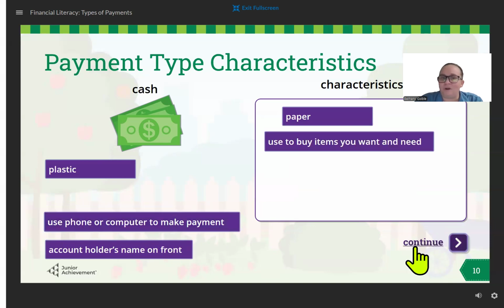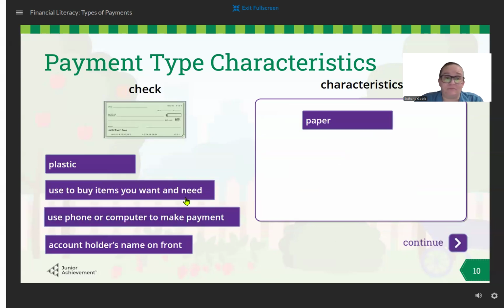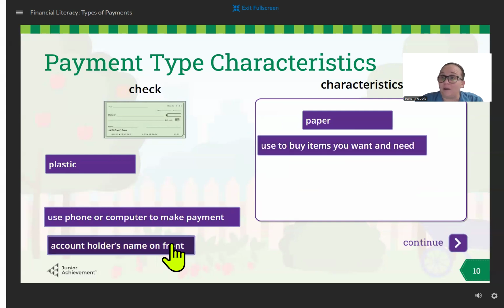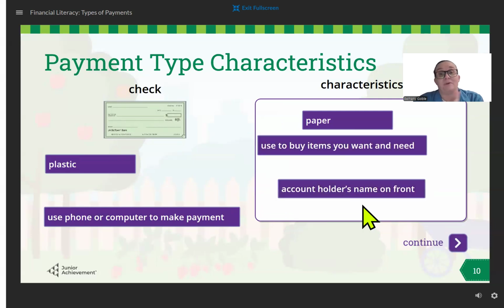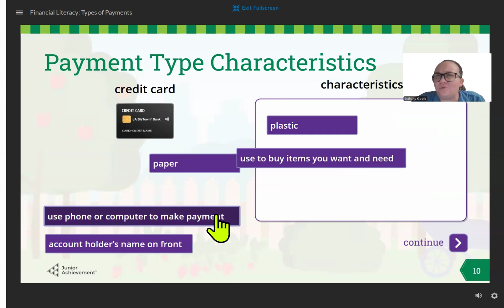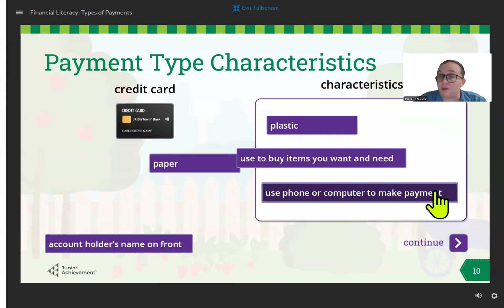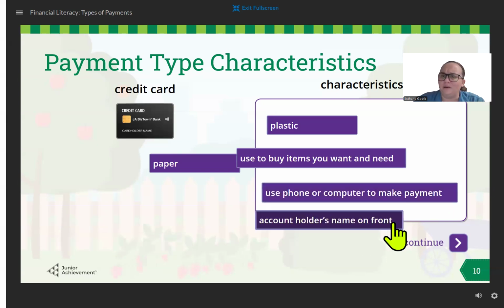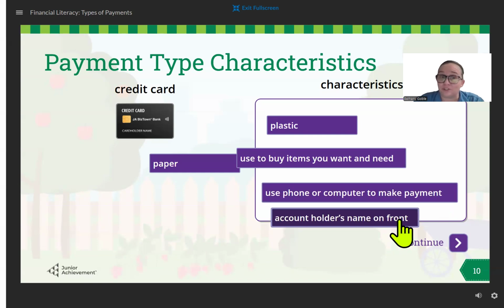Okay, moving on. A check, it's paper. I can buy things with it. Is my name on it? Yes, which is why I've got to be very careful, making sure no one has that information that shouldn't be having it. Okay. A credit card, obviously it's plastic. You can buy what you want with it. Can you go on a computer or your phone and make payments? Yes, you can. You should make payments because if not, that's when you get in crazy debt. Is your name on it? Yes, it is. That's why you want to make sure no one has that information.